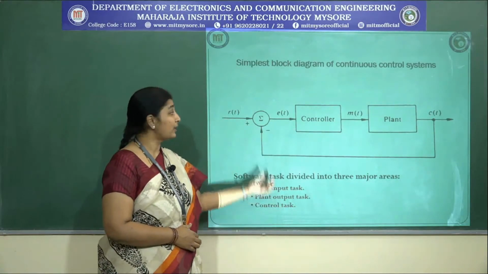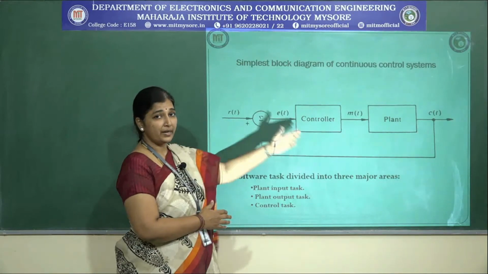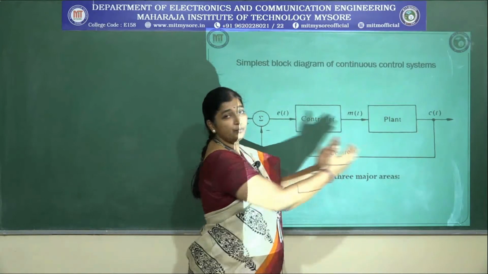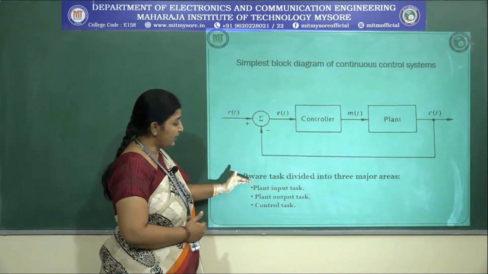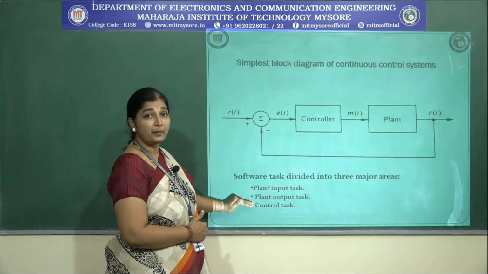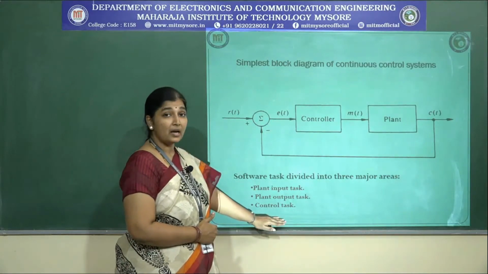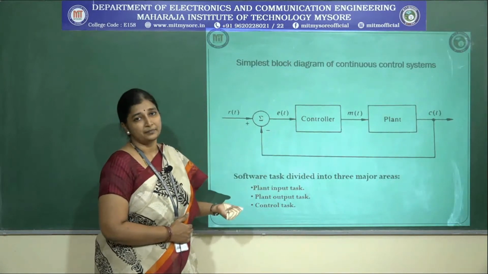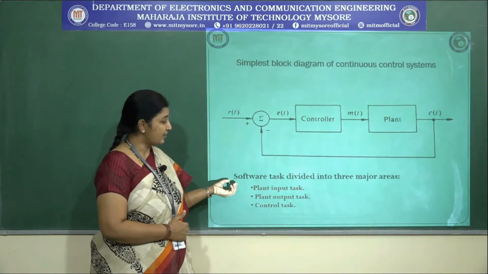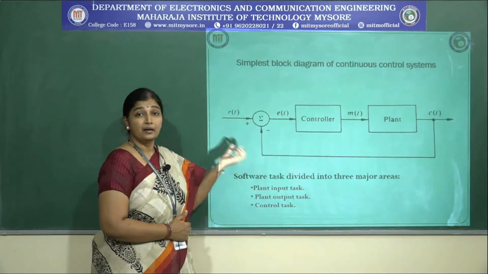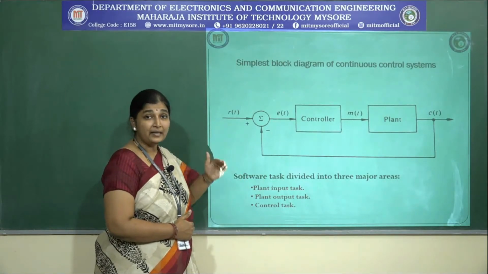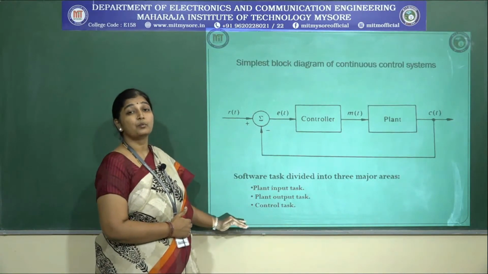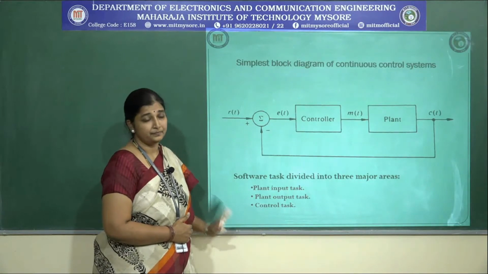But what happens in the control task? The control task is not connected directly to the input. It is a completely different entity, and CT is a different entity. The input and output tasks are monitored by the operator, but the control task is completely based on the control system of the plant. That is the reason why the software task has to be divided into input task, output task, and then we have to define the control task.